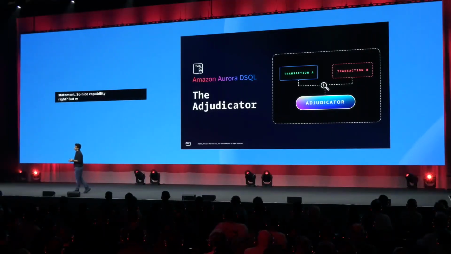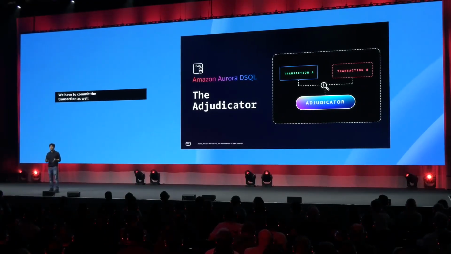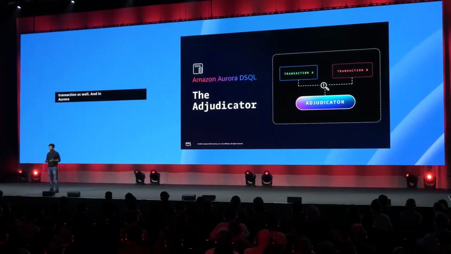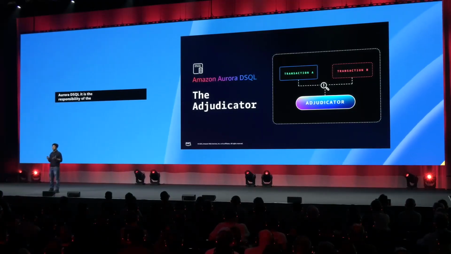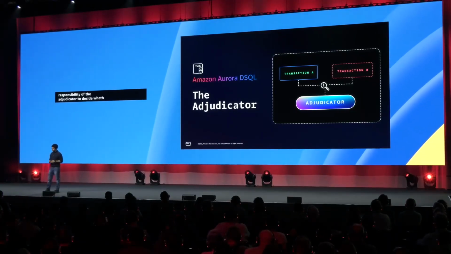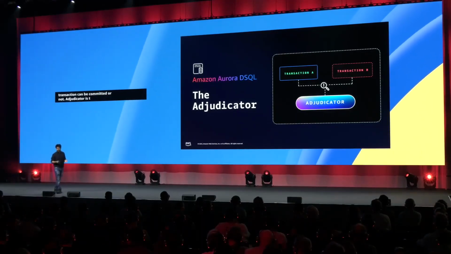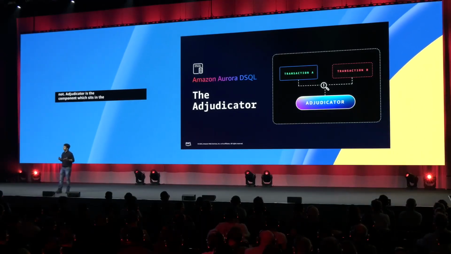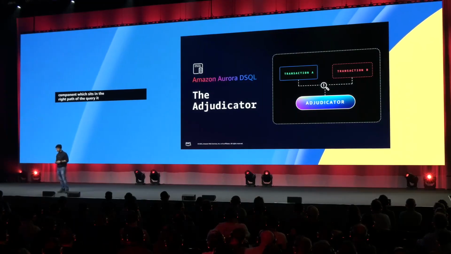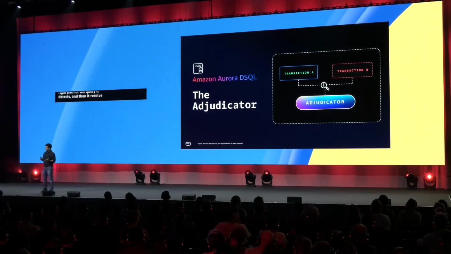But we are not done yet. We have to commit the transaction as well. And in Aurora DSQL, it is the responsibility of the adjudicator to decide whether a transaction can be committed or not. The adjudicator is the component which sits in the write path of the query. It detects, and then it resolves those conflicts as well. Let's see how that works under the hood.